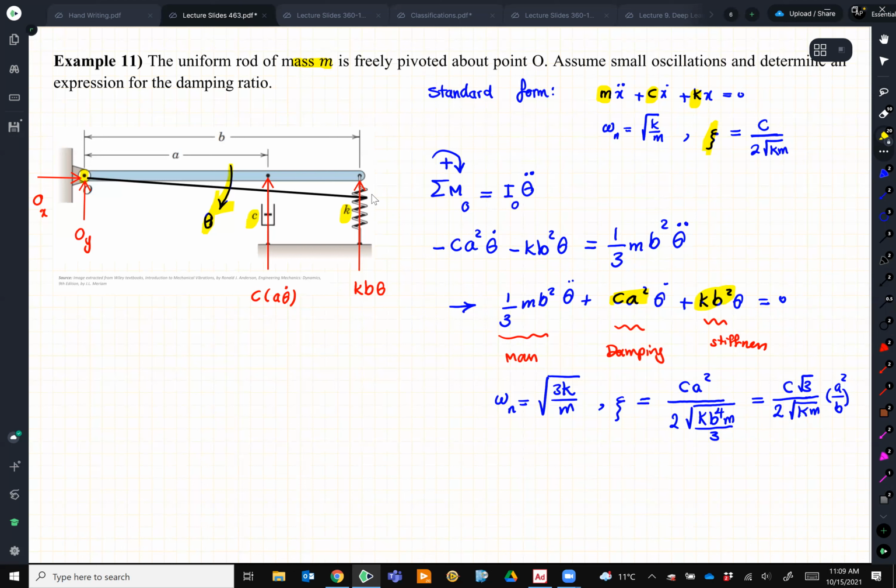So I have kb over here. I have 3 over there, which goes to the numerator. And yes, this is what we get. So that's our damping coefficient, damping ratio. And if I want the damping frequency, I just need to simply use this formula.